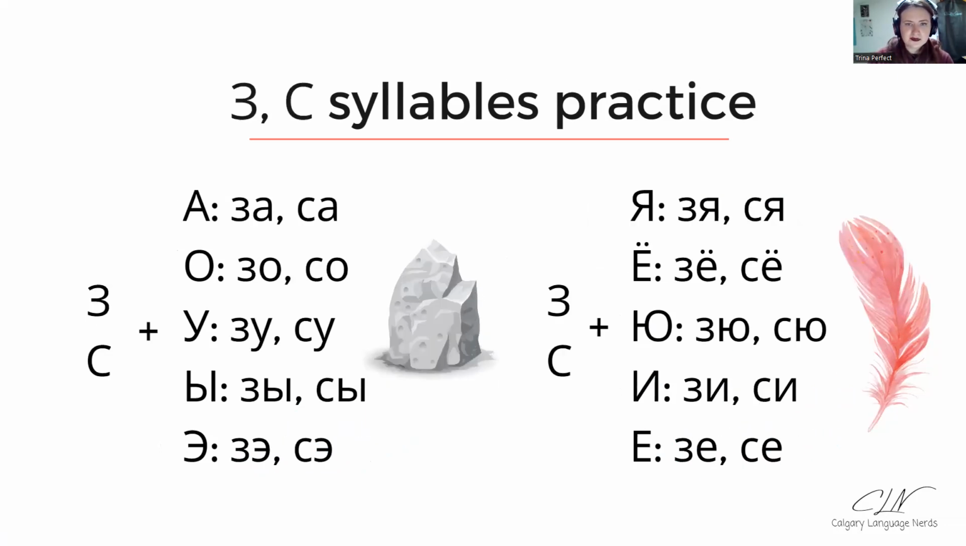All right. And we have z, s. Let's go. For a. За, са. Зя, ся. So, за, зя. Са, ся. So what happens if we add an O? Зо, со. Зё, сё. Зо, зё. Со, сё.